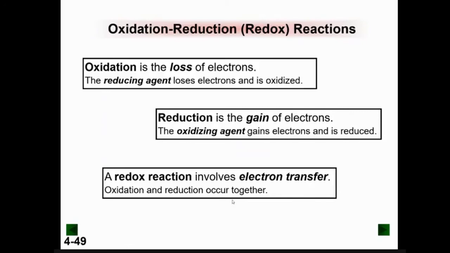Now, a reducing agent is something that's oxidized, because using the word agent makes it seem like you're causing something to be reduced. In order for something to be reduced, it has to have electrons, because it wants to gain them. So whatever's being oxidized is causing the other one to be reduced. And by the same token, in order for something to be reduced, it has to gain electrons from somewhere, something that's losing them. So it's called the oxidizing agent.